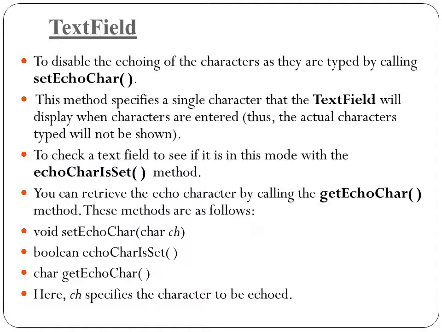Also, if you want to disable the echoing of characters, especially when you are entering a password, we can do so by using setEchoChar. It specifies a single character that will be displayed when characters are entered. That means if you are entering a password, on the screen it will be displayed as a star or it may be a question mark. The actual character typed will not be shown. And to check whether a text field is like that, we can use the echoCharIsSet method. And we can retrieve the echo character by using the getEchoChar method.